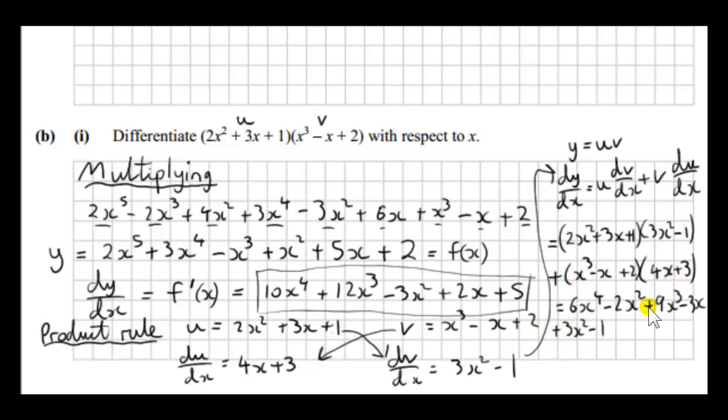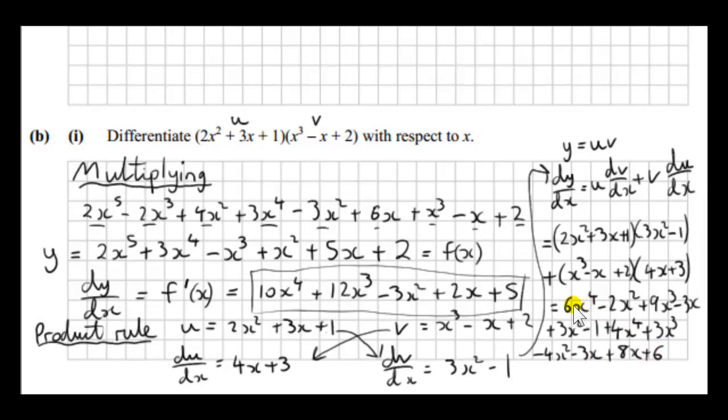Next we have x cubed into 4x plus 3. That's 4x to the power of 4 plus 3x cubed. Then we have minus x into 4x plus 3. That's minus 4x squared minus 3x. Then we have plus 2 into 4x plus 3. That's 8x plus 6.